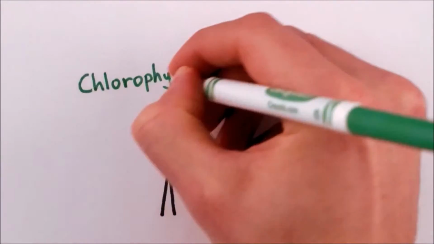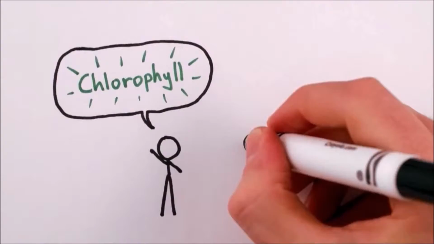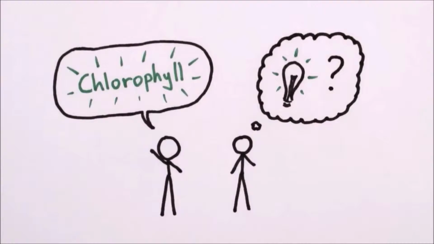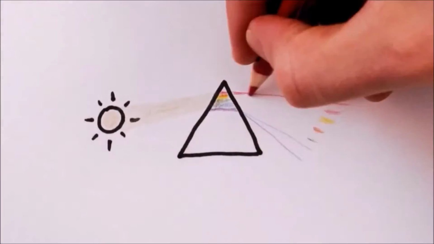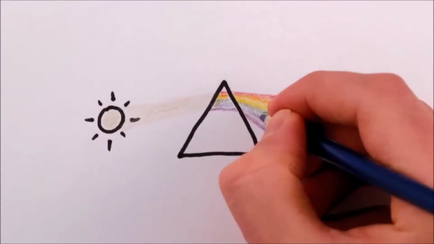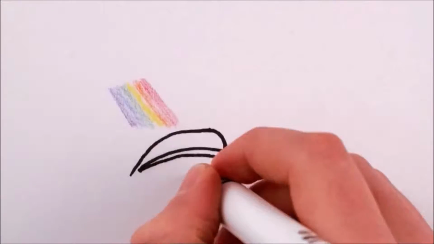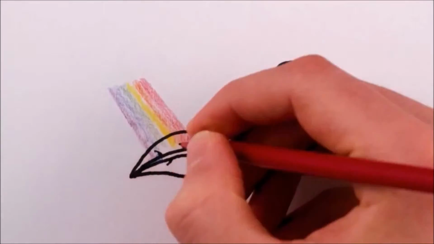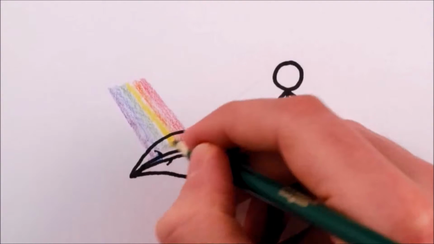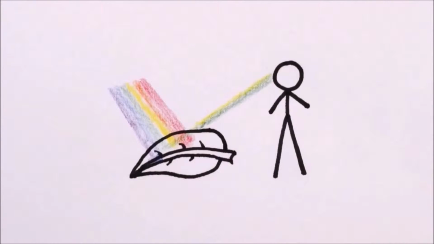But wait a second, doesn't the fact that chlorophyll is green mean that it's actually bad at absorbing green light? I mean, sunlight is composed of the whole rainbow of colors, each a separate wavelength, and the colors we see when we look at a leaf are the wavelengths that leaf isn't absorbing. That is, they're the ones that bounce off the leaf and reach our eyes.